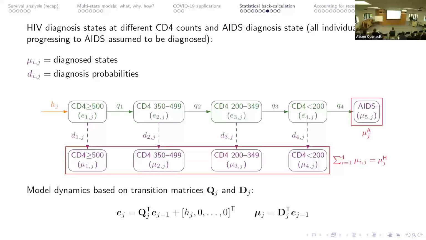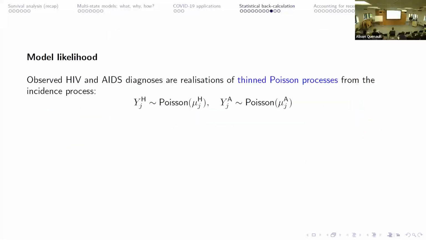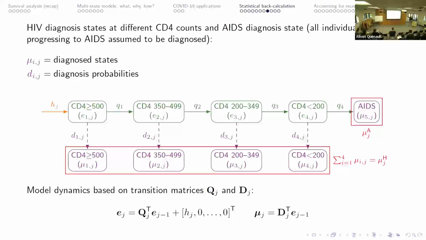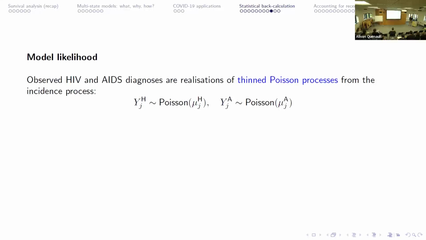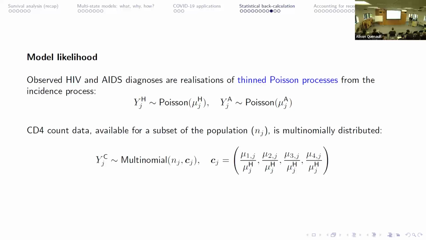Then we can describe how we're going to link this model to the diagnosis data that we see. So just going through this a little bit more carefully. We've assumed that the infections occur according to a Poisson process, and we can decompose a Poisson process into thinned Poisson processes. So because our AIDS diagnoses and our HIV diagnoses arise from a Poisson process, they themselves are also Poisson distributed. So we assume that the HIV diagnoses arise from Poisson distributions, and then the CD4 count data is going to be multinomially distributed with probabilities according to the number of people in each of those CD4 count states at each time.